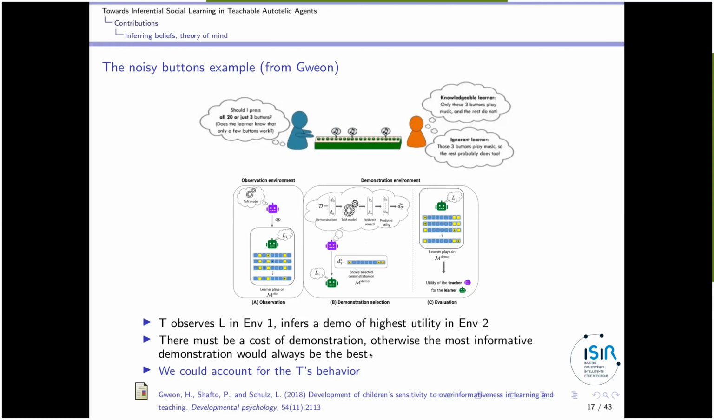Something that I did not say, which is very important in that particular story, is that there has to be a cost of the demonstrations. Otherwise the best strategy is always to display all the buttons. But if you want to make profit, that you know something about the learner and that you can only display 3 buttons, if you take into account the fact that demonstration is costly, then you can choose a shorter demonstration, leveraging your knowledge of the learner. And with this experiment, we could account for that particular behavior.